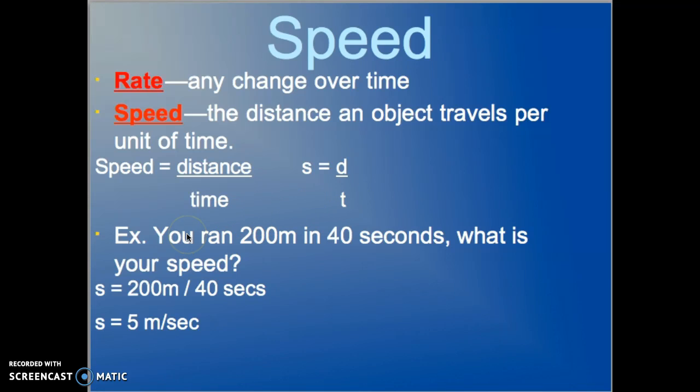So as an example, if you run 200 meters in 40 seconds, what is your speed? Here we have S equals D over T, or S equals 200 meters divided by 40 seconds. And doing the math, S equals 5 meters per second.